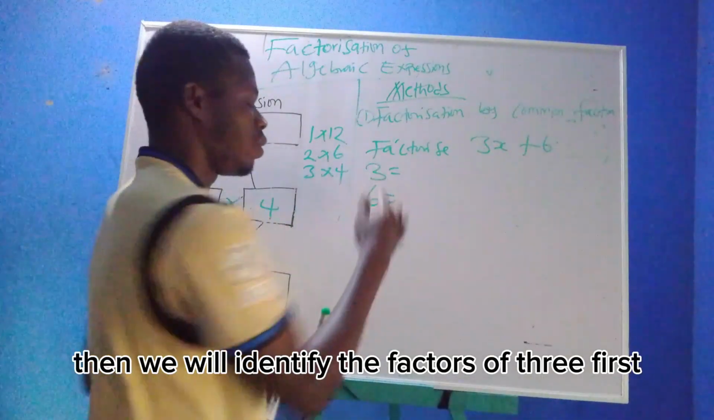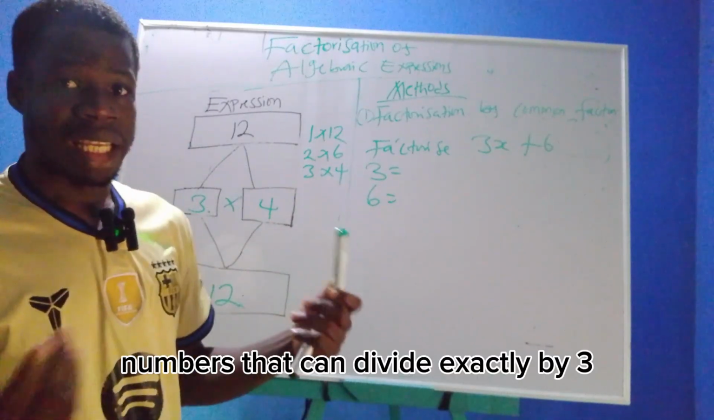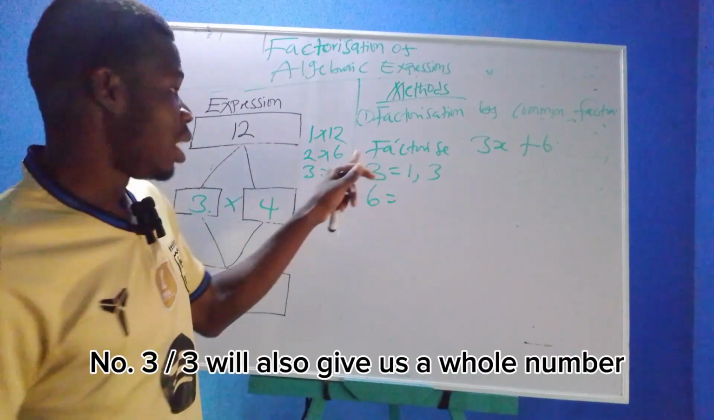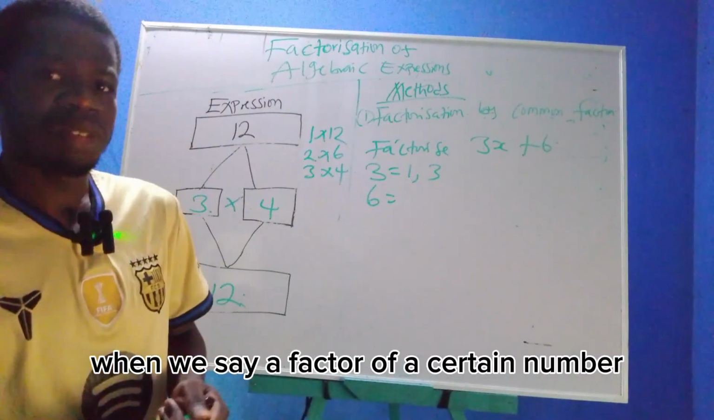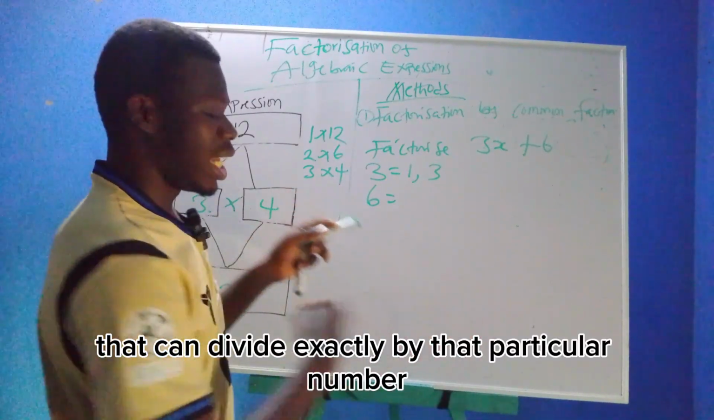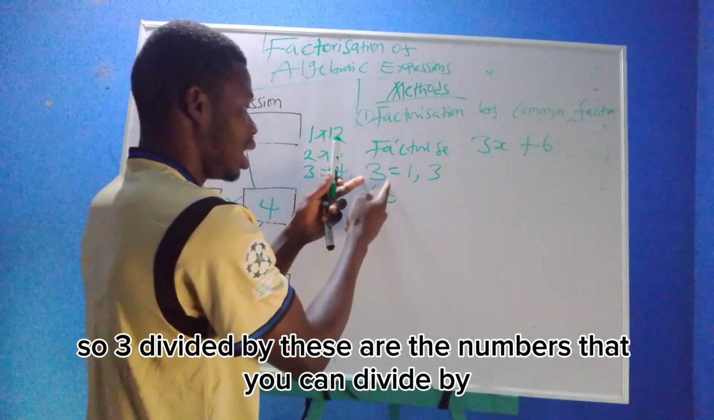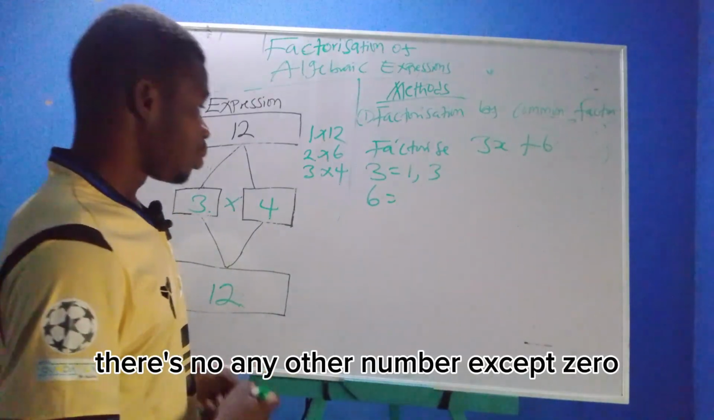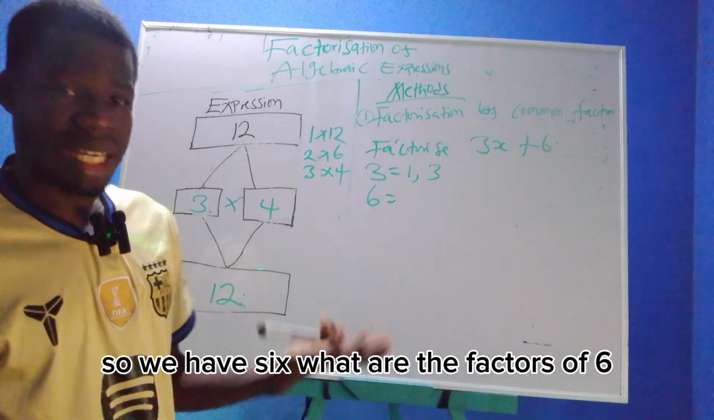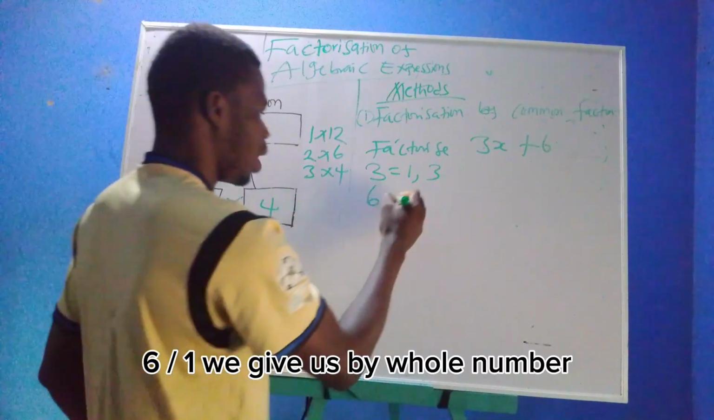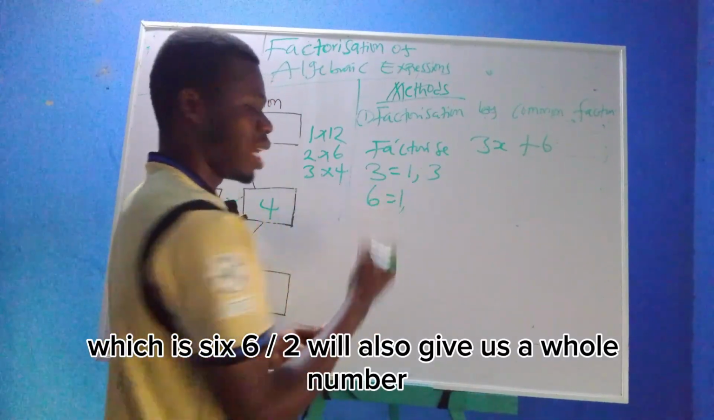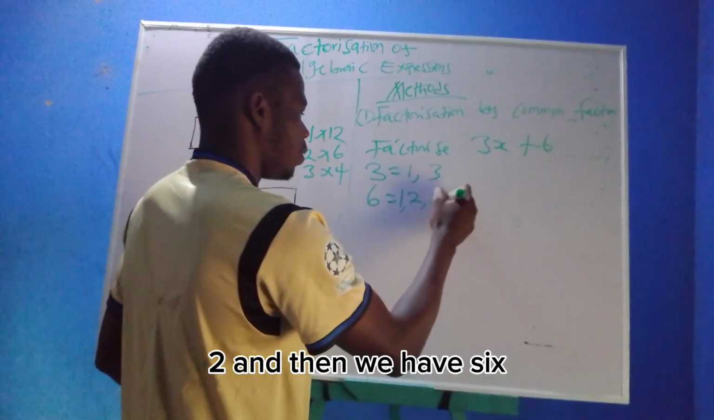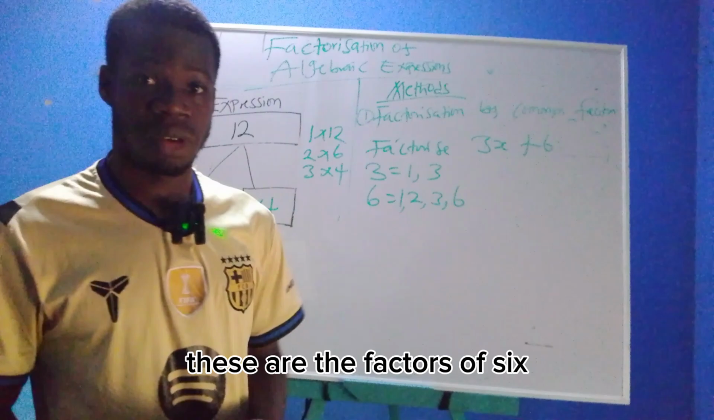Then we will identify the factors of 3 first: numbers that can divide 3 exactly. They are 1 and 3. 3 divided by 1 will give us a whole number. 3 divided by 3 will also give us a whole number. When we say a factor of a certain number, it refers to a number that can divide that particular number exactly. There is no other number except these. Now, what are the factors of 6? 6 divided by 1 will give us a whole number, which is 6. 6 divided by 2 will also give us a whole number, which is 3. 6 divided by 3 will give us 2. And then we'll have 6. So 1, 2, 3 and 6 are the factors of 6.